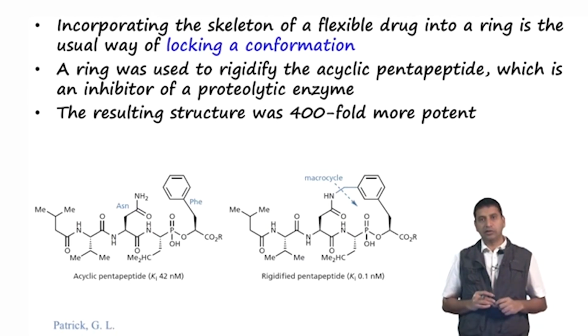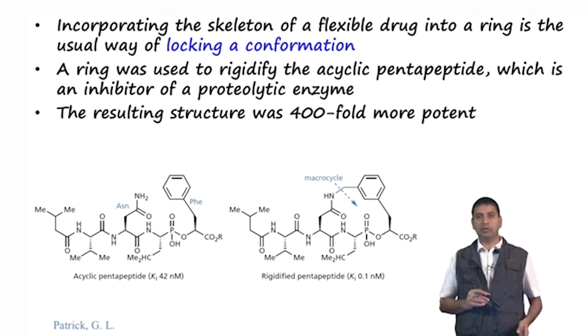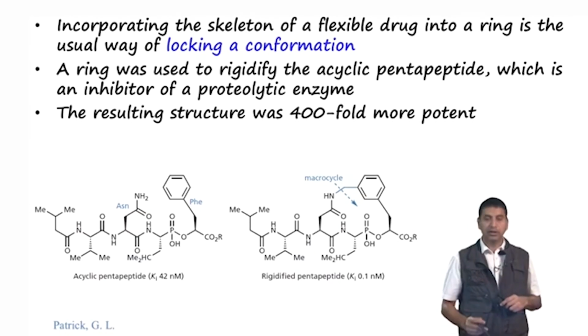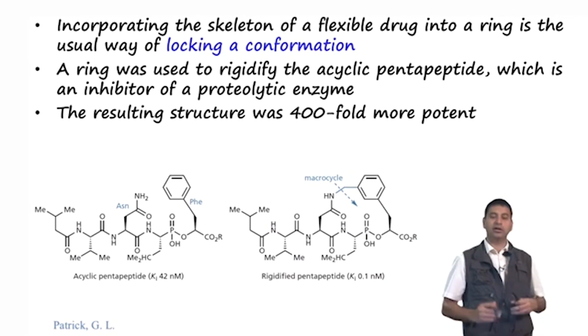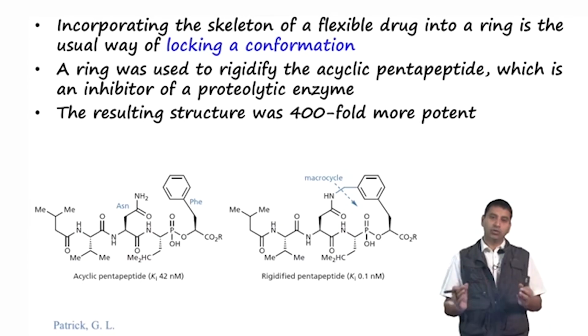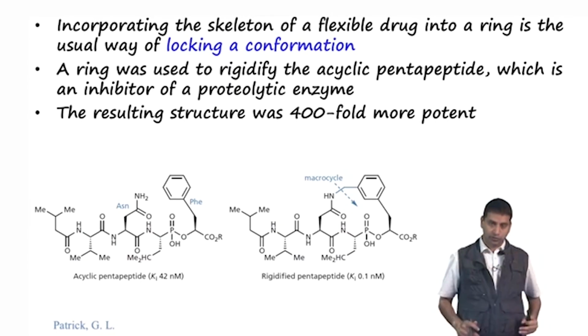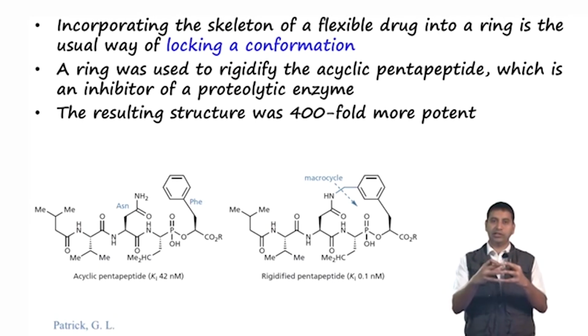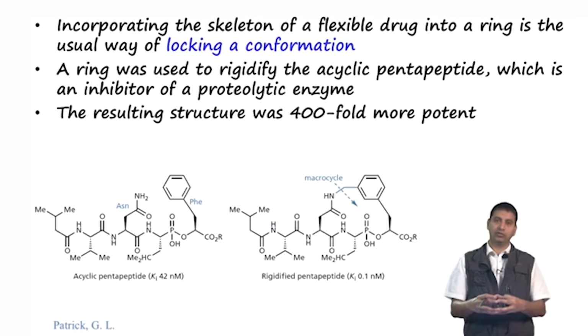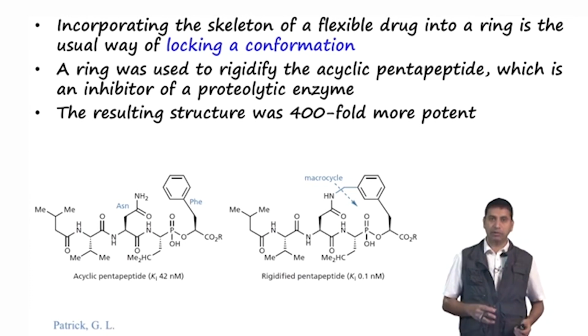Incorporating the skeleton of a flexible drug into a ring is also used for locking a conformation. For example, here is the acyclic pentapeptide, which is an inhibitor of a proteolytic enzyme. As shown here, it has a number of rotatable bonds and it is quite flexible. But once you connect two portions of this peptide, by introducing what is known as a macrocycle here, we are restricting the number of possible conformations. In this case, the rigidified peptide was 400-fold more potent than the acyclic peptide.